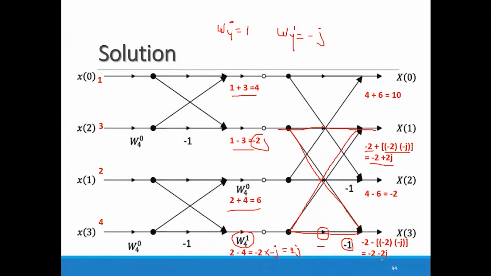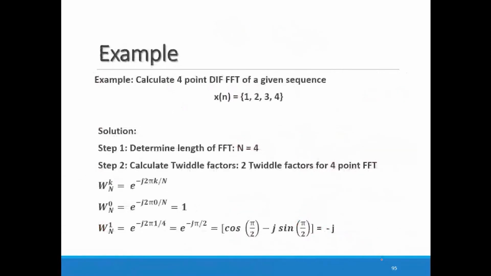Yes, sir. Okay, now we go for another example. The only change is that we are solving the same example. Why am I taking the same values? Because we have to check that if I take the same x of n input and use the DIT algorithm or the DIF algorithm, both will produce the same output. So here I'm writing this: calculate the 4-point DIF FFT of a given sequence. Our final output is the DFT. Whatever method you apply, either DIT or DIF, your answer will remain the same.